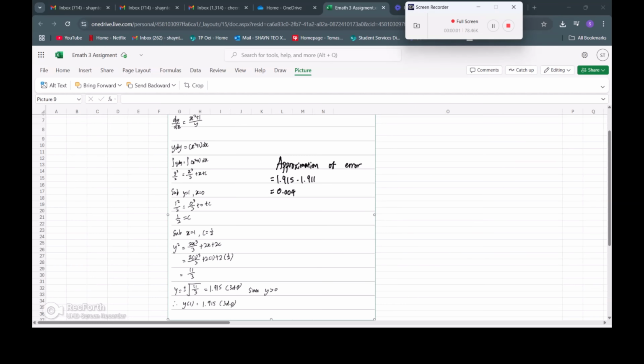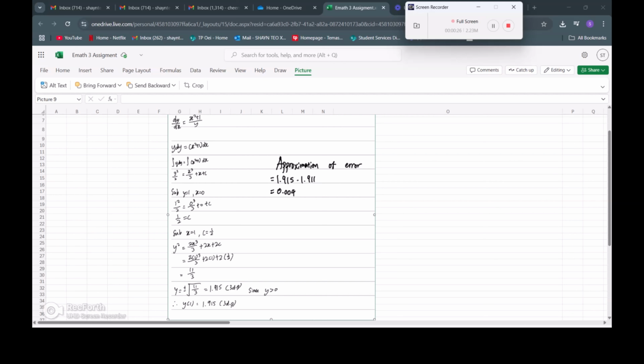This picture shows my steps to solving the equation using calculation. Take note, the second last step, y equals plus or minus square root of 11 over 3. I only consider the positive value since the question says y is greater than 0. And the value I got is 1.915 to 3 decimal places.